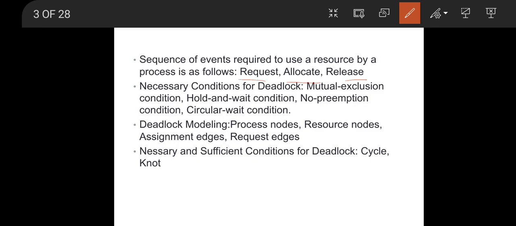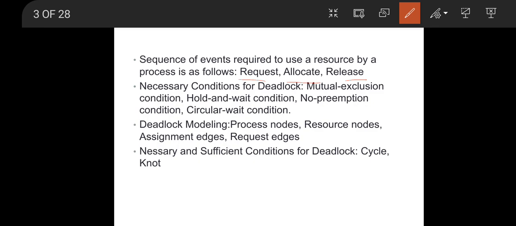Now the last condition that has to exist for a deadlock to occur is circular wait condition. This we had discussed in the first slide. That is, a process is waiting for a resource which is being held by another process, which is again waiting for a resource being held by another process, and so on, and hence they are in a circular wait condition. Now these are the necessary conditions for deadlock to occur.